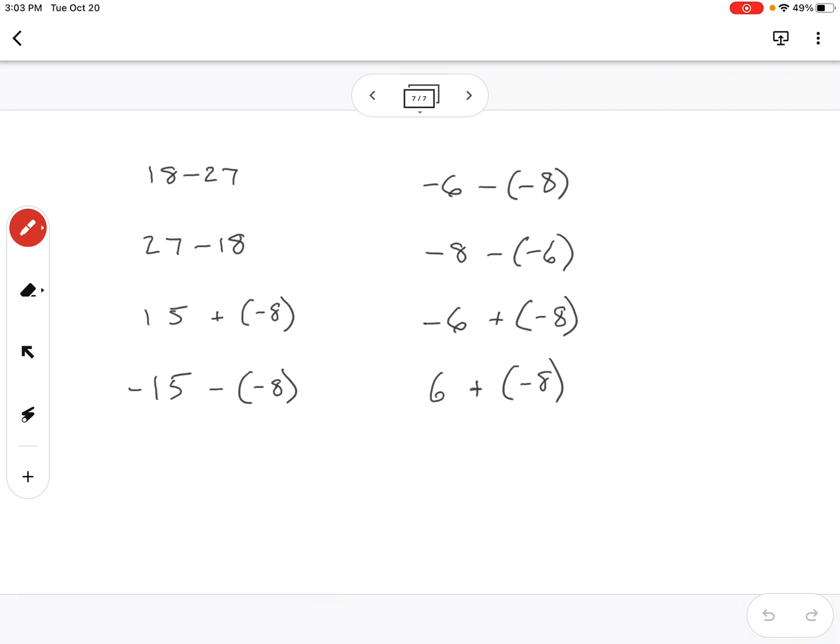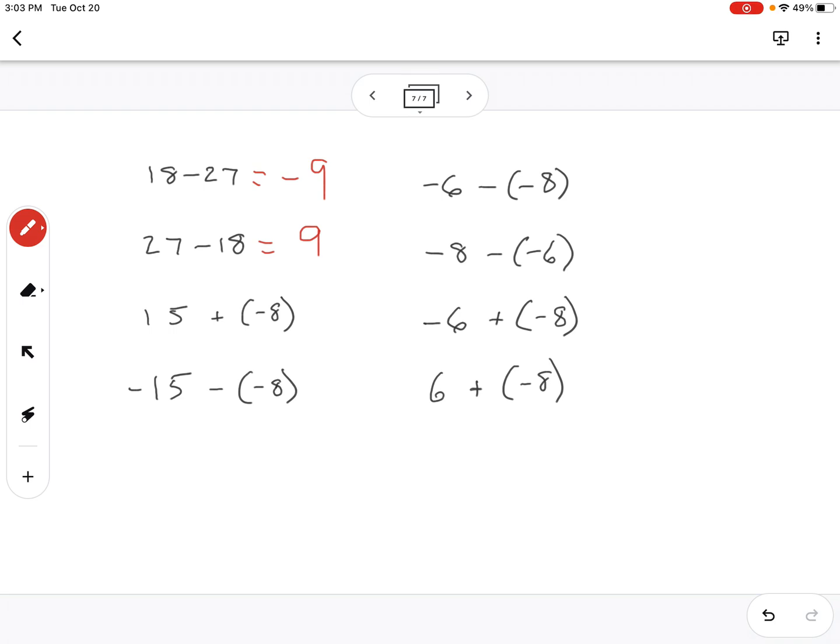All right, let's see how you did. So we have 18 minus 27. So you're starting above 0 at 18 and you're subtracting 27. So you are subtracting more units than you started with. So that means you're going to end up in the negative. And we know that there's 9 between 18 and 27. So this is going to leave us with a value of negative 9 for the first one. We know that 27 minus 18 equals 9, so that's going to be a positive 9.